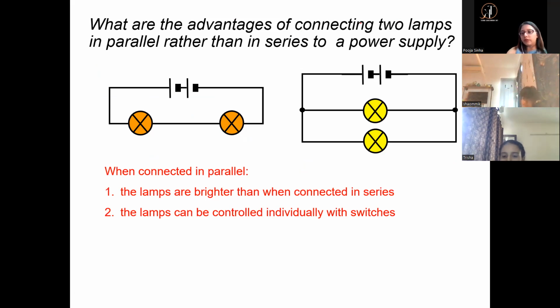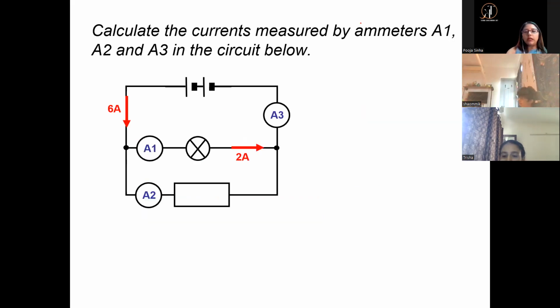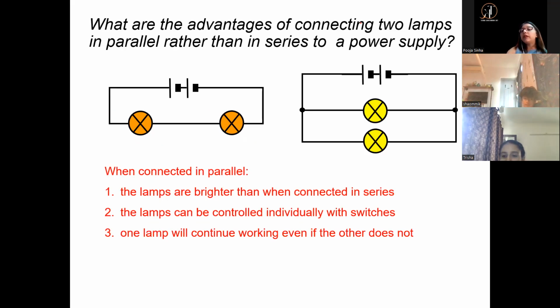Understood? Individual control. Third point, one lamp will continue working if the other is not working, right? Because there is individual control. Now if I put a switch here and switch it on, I want to light only this lamp. Is it possible? In series, will it be possible? I just want to switch this one on. No. Not possible, right? But in parallel, it is possible.